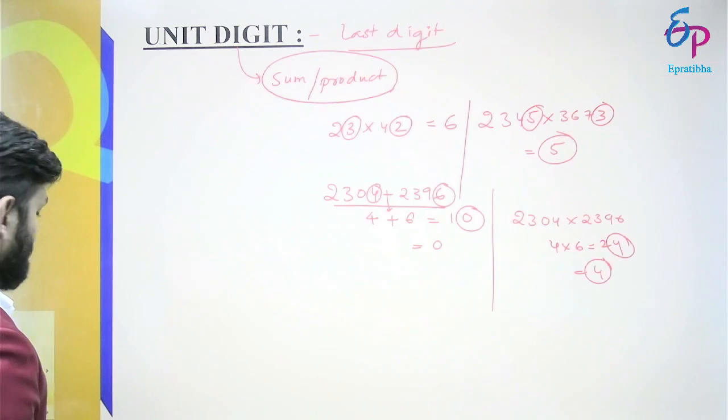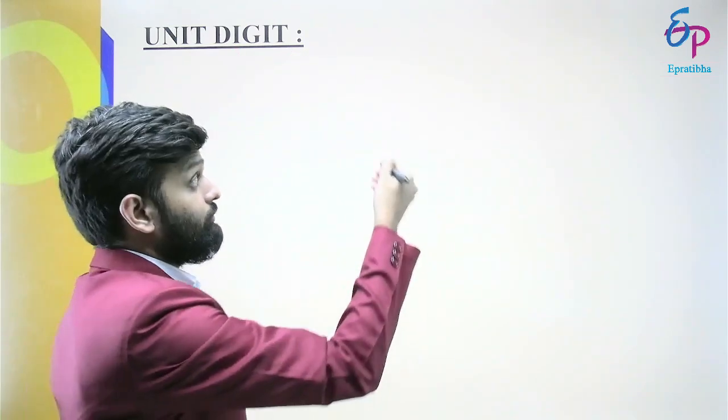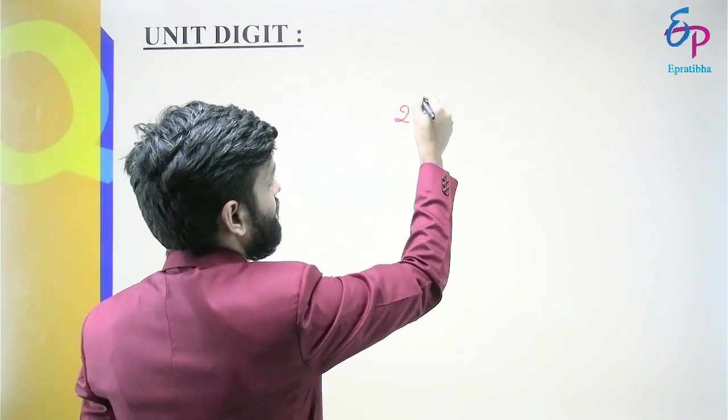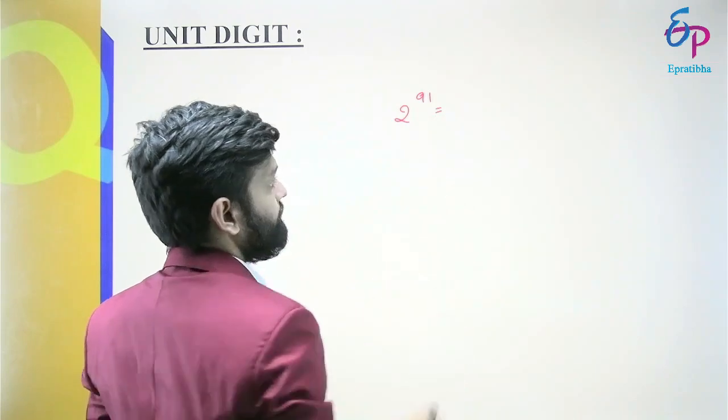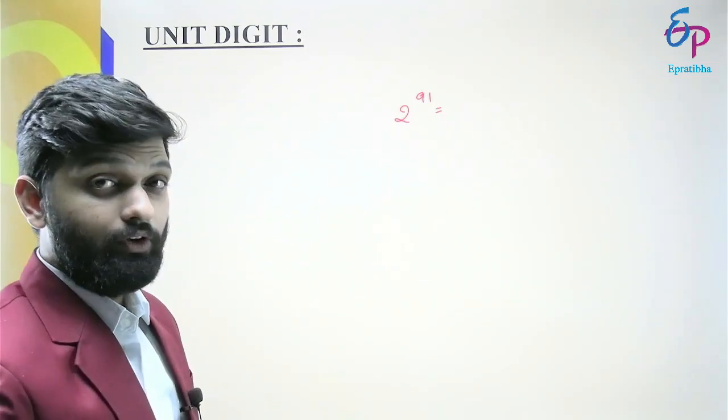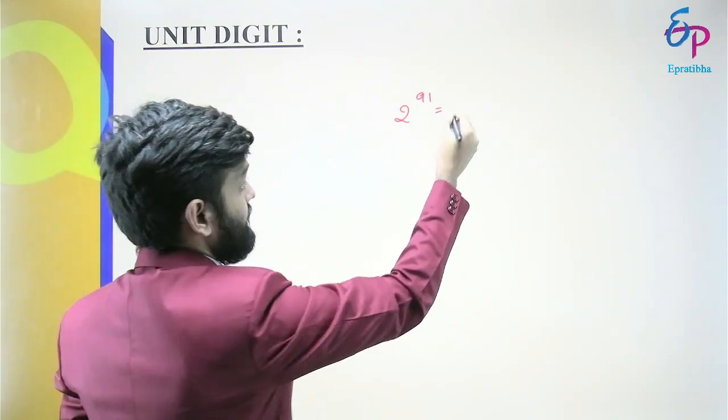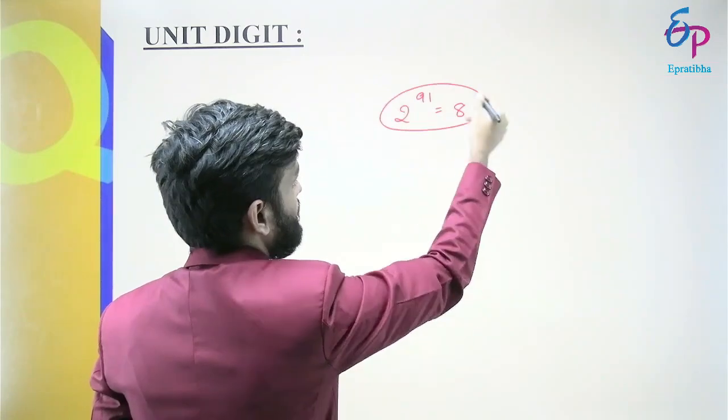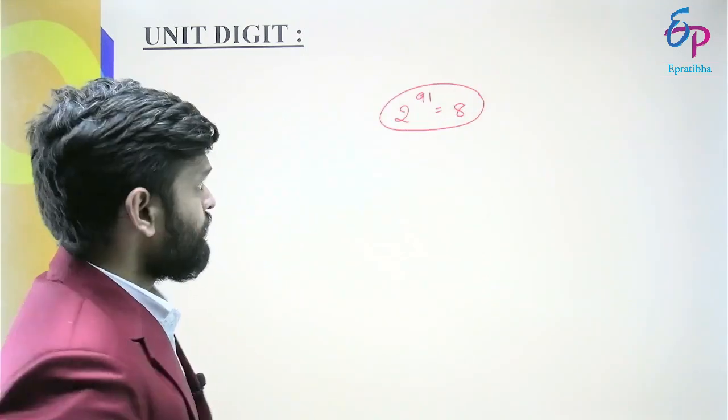How to handle some more complicated numbers? If I ask you to find the unit digit of 2 power 91, what will be the answer? The answer is 8. Let us see how.